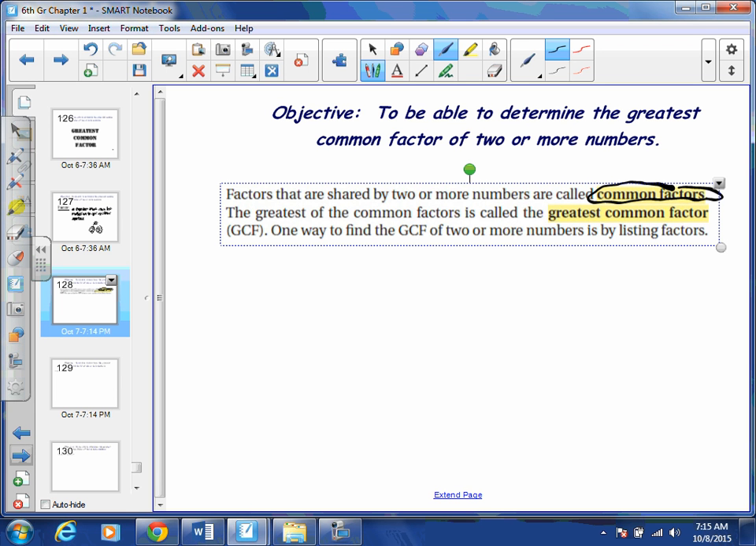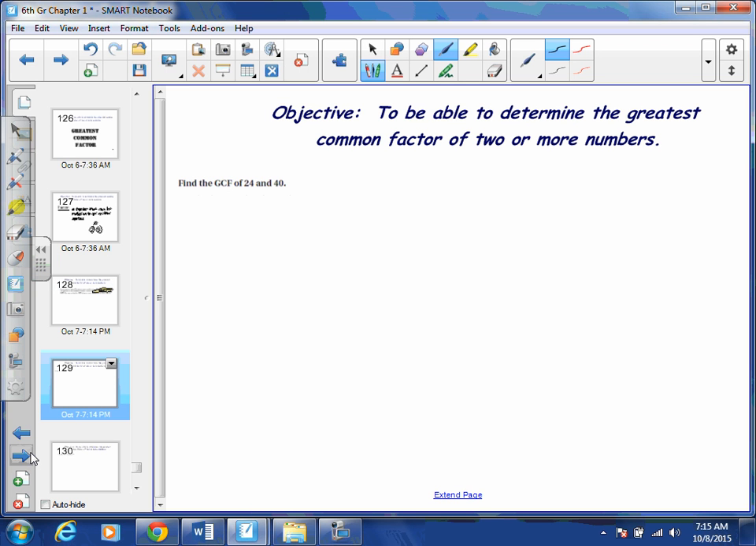they have a factor in common. We want to look for factors of numbers that are common to both so that they share. And out of all of them that they share, because some numbers might share one or might share more than one common factor, we want to find out of those common factors that both numbers have, which one is the greatest.